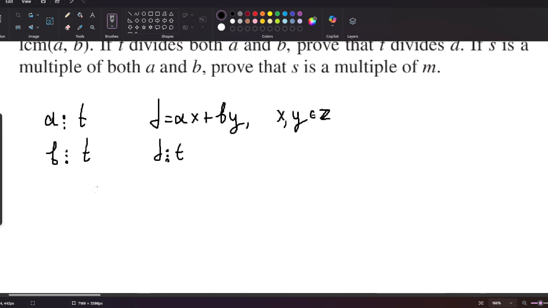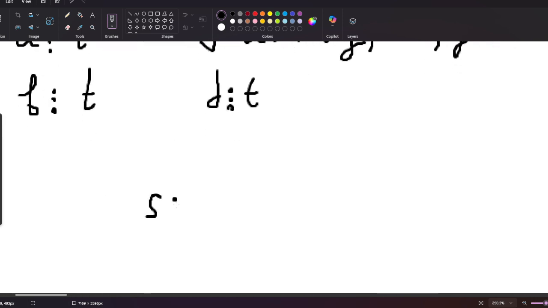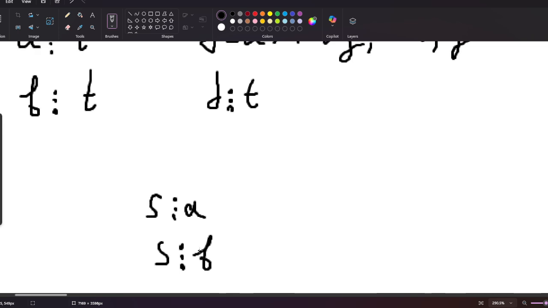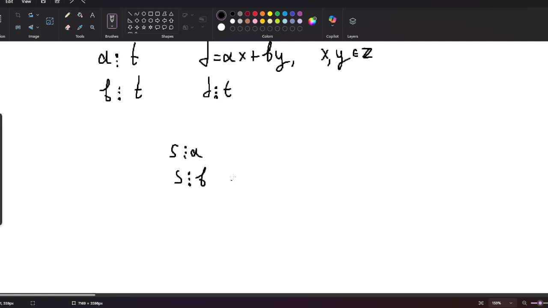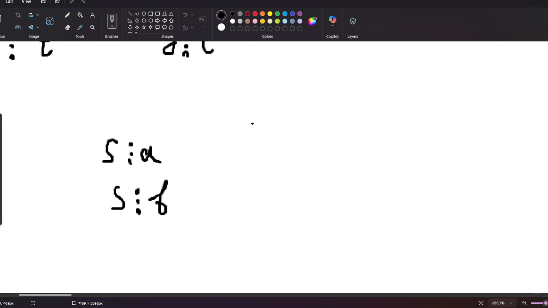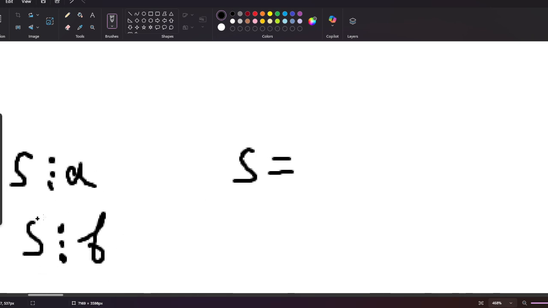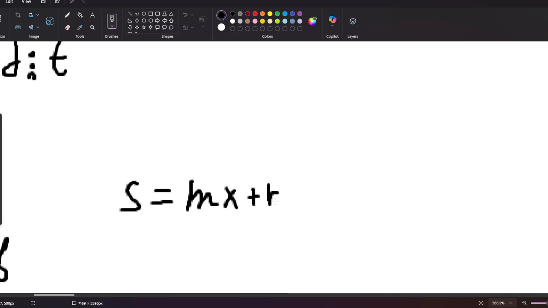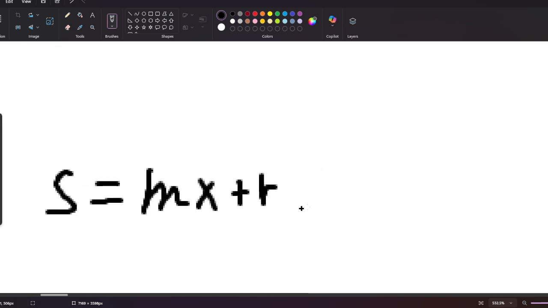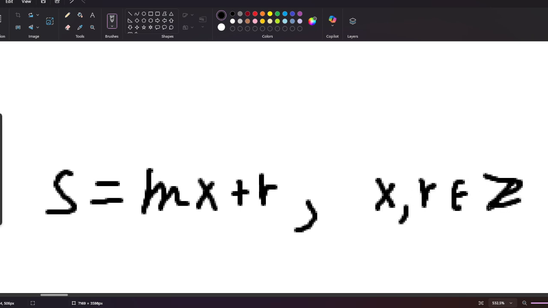So the next one. If we have a number s that is a multiple of a and also a multiple of b, we have to prove that it's a multiple of the lowest common multiple of a and b, which is denoted by m. Okay, so let's begin by writing s down as mx plus r, this nice quotient and remainder form. Not sure how to call it properly. So x and r are integers.